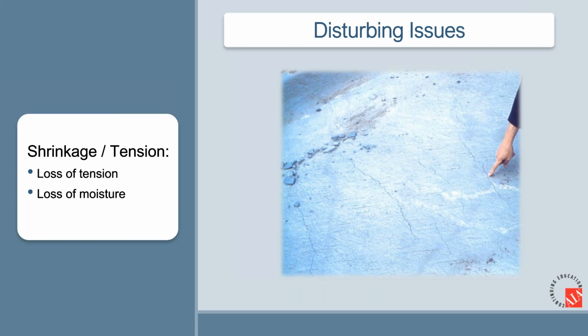Additionally, we have to deal with rapid moisture loss of a slab. If we don't control the rate at which moisture leaves the concrete, we end up losing tension. That loss of tension is what causes the concrete to shrink, and it's behavioral.